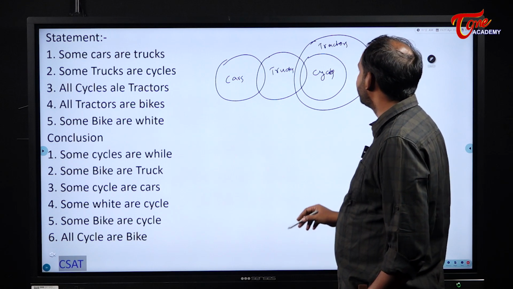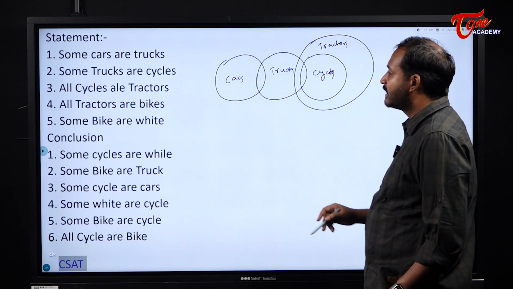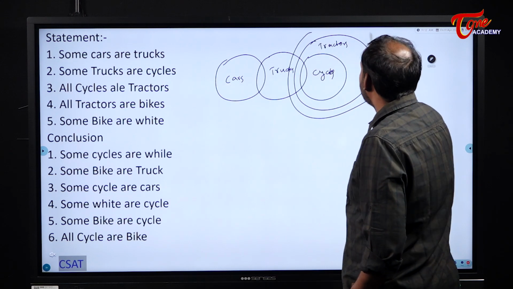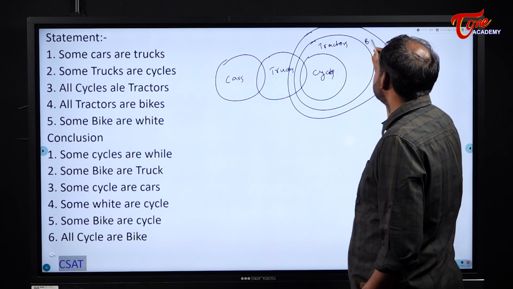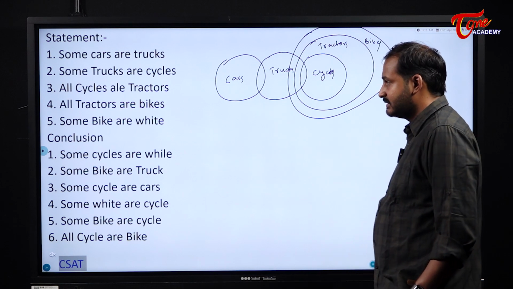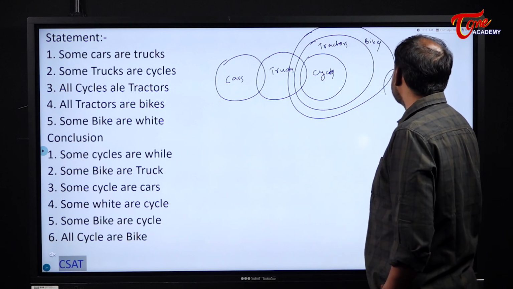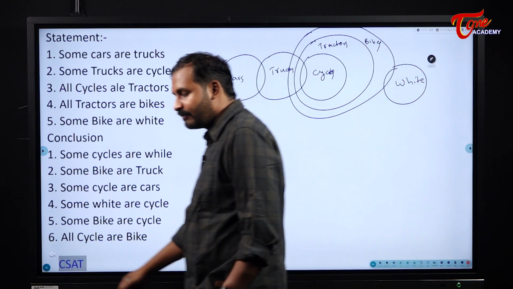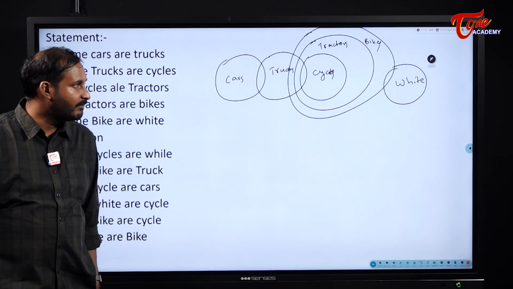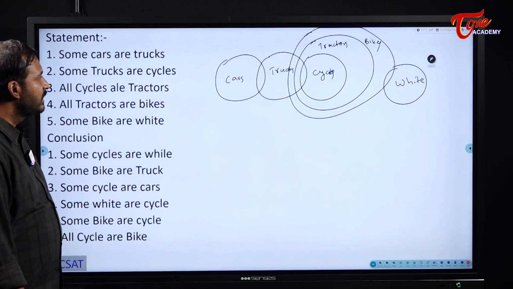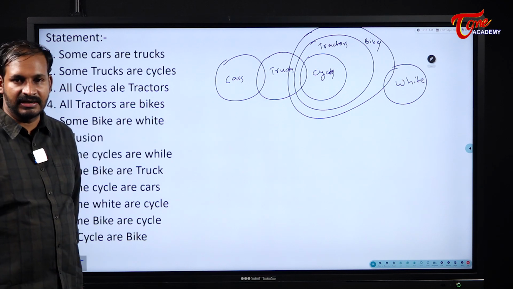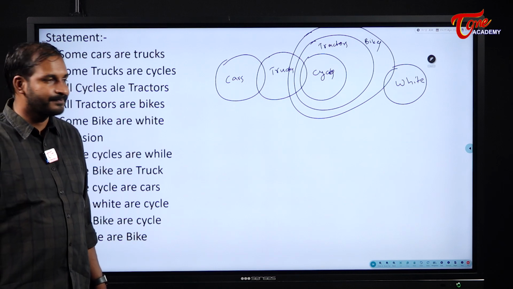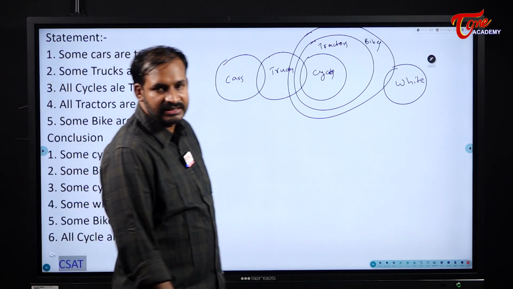Next, all tractors are bikes. Next, some bikes are white, so I am intersecting only some portion of bike with white. Okay, clear? This is the basic diagram for me. So in this manner, we are going to draw the basic diagram. Now I will check the conclusions.